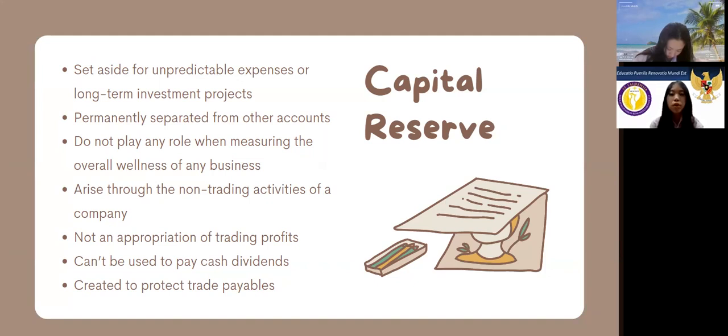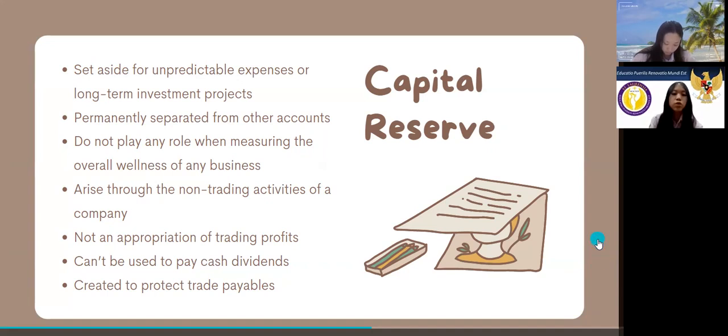Capital reserves arise through the non-trading activities of a company. They are not an appropriation of trading profits, so they cannot be used to pay cash dividends. They are created to protect the trade payables.